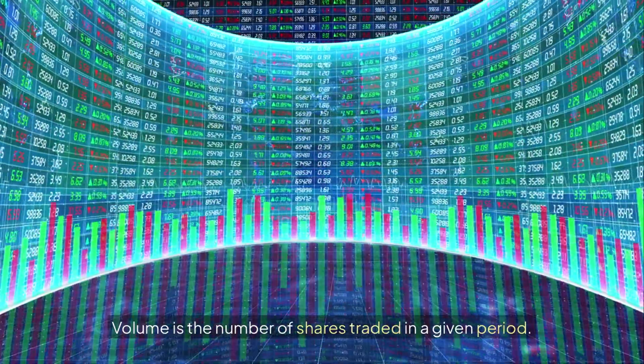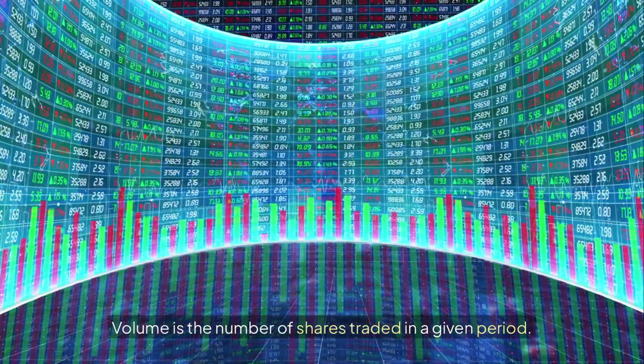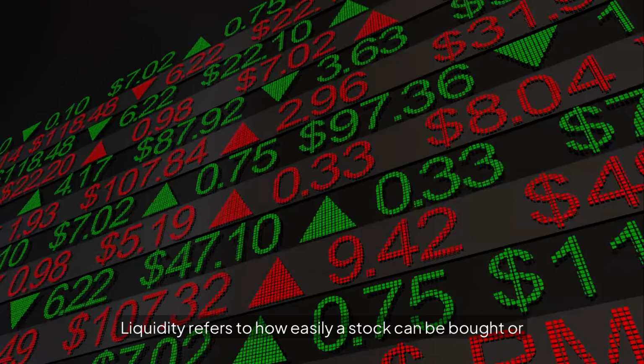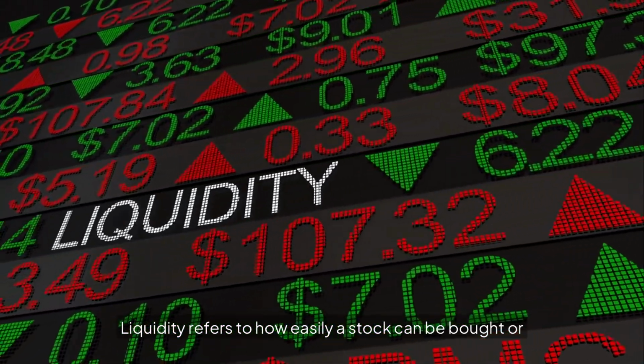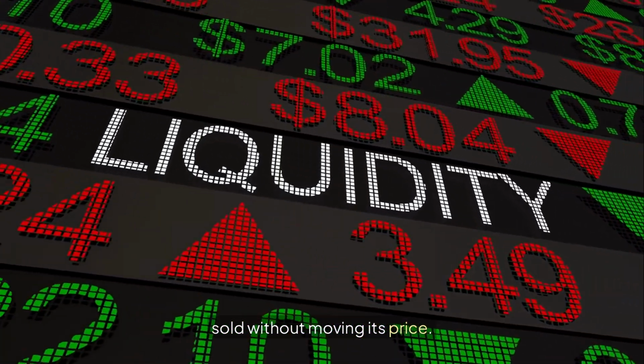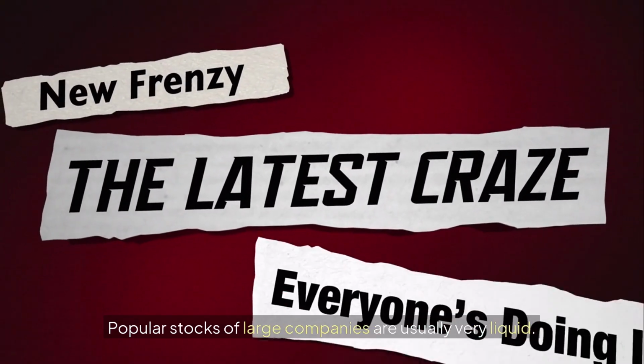Volume is the number of shares traded in a given period. High volume means many investors are active in that stock. Liquidity refers to how easily a stock can be bought or sold without moving its price. Popular stocks of large companies are usually very liquid.